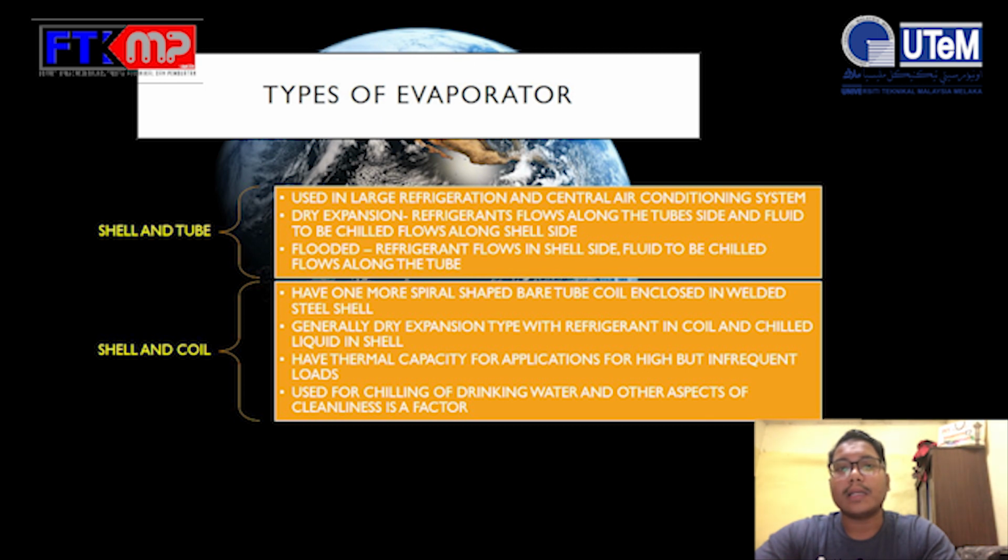The fourth one is the shell and tube type. This type is used in larger refrigeration systems and central air conditioning systems. There are 2 methods in this type. Method 1 is dry expansion, where the refrigerant flows along the tube side and the fluid to be chilled flows along the shell side.